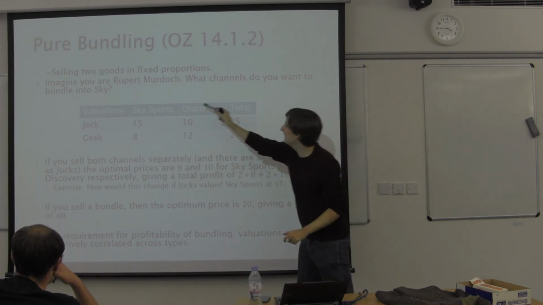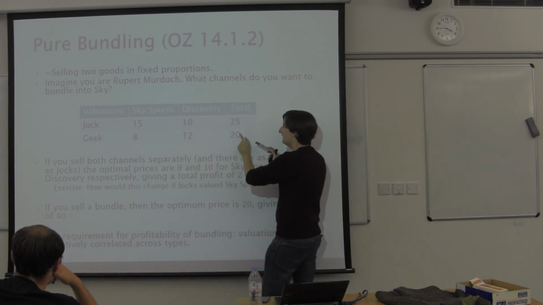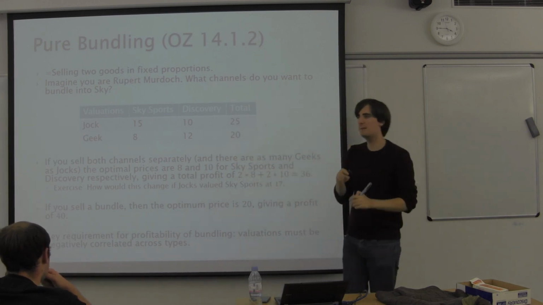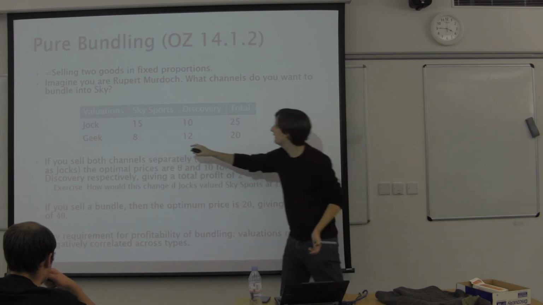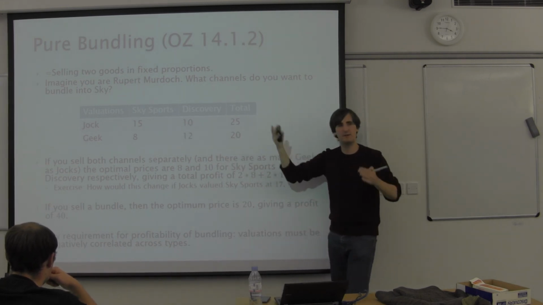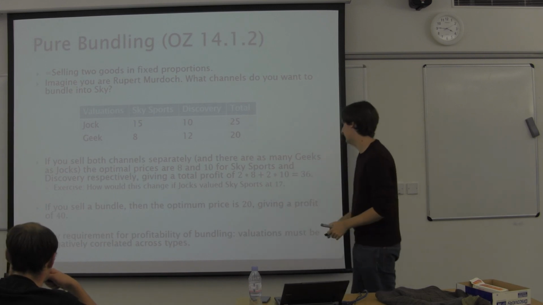But if you sell the bundle together, well, even the geeks are prepared to pay 20 overall. So you can sell the whole bundle for 20. So whereas you only make 18 revenue from selling the channels separately, if you sell the bundle, you make 20 average revenue. And there's a little exercise there.